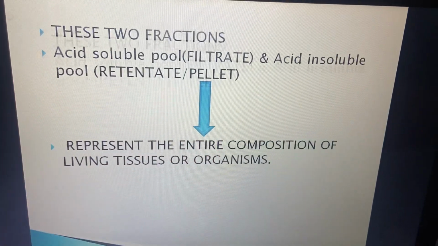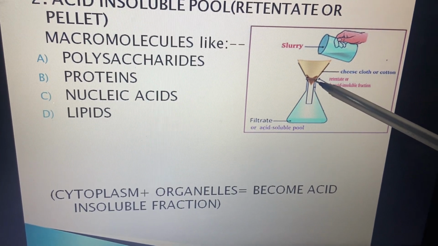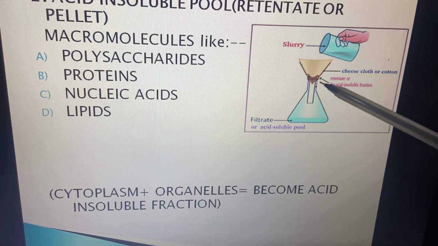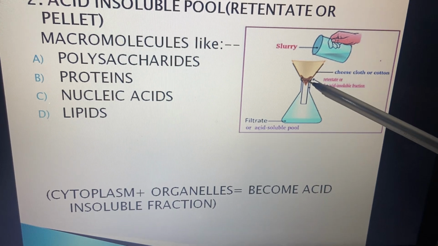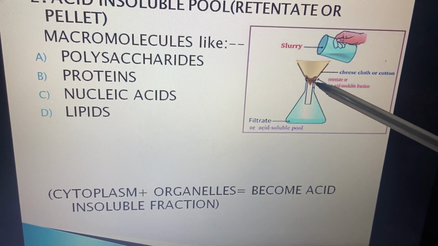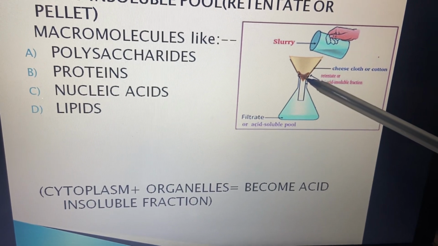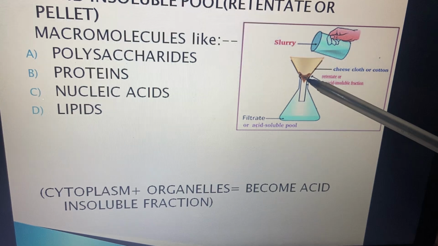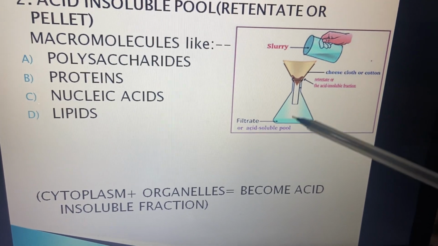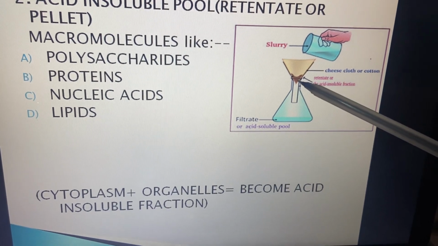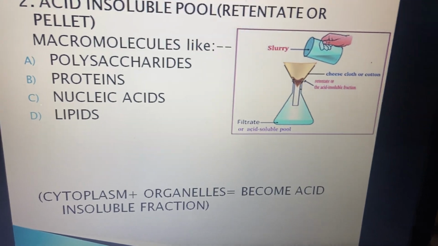If you look at this diagram, you will understand we are getting lipids in the acid insoluble fraction, but the molecular weight of lipids is less than 800 daltons. We are getting these lipids in the acid insoluble fraction because the characteristic feature of lipids is that they form vesicles. That's why they are coming under the macromolecules category. But instead they are micromolecules. They should come under the acid soluble pool. Because of the formation of these vesicles, we are getting these lipids in the acid insoluble pool or retentate or pellet.